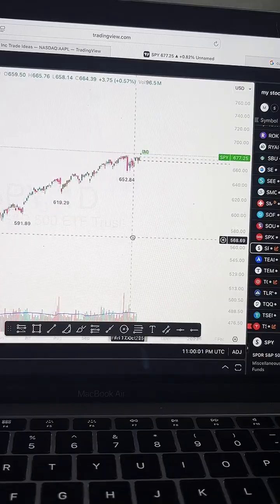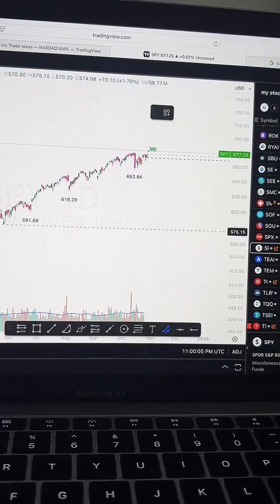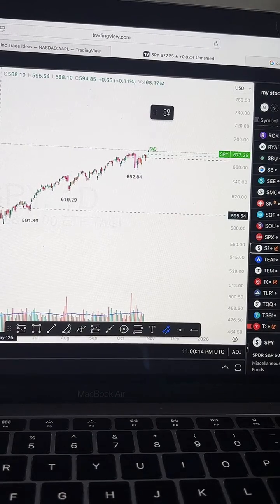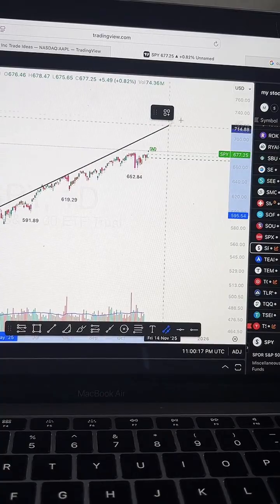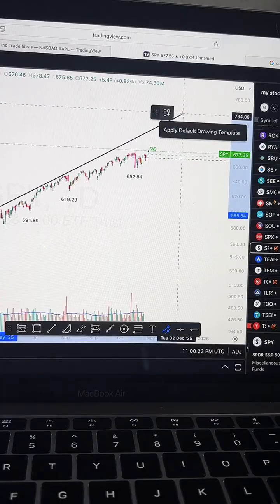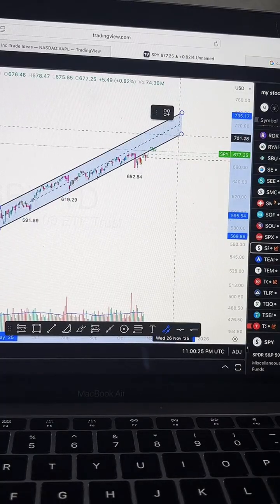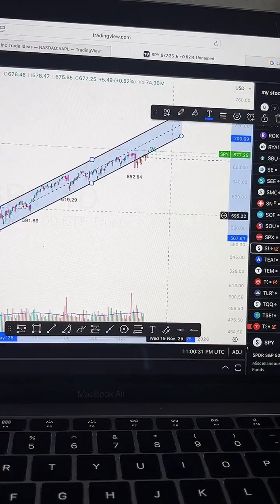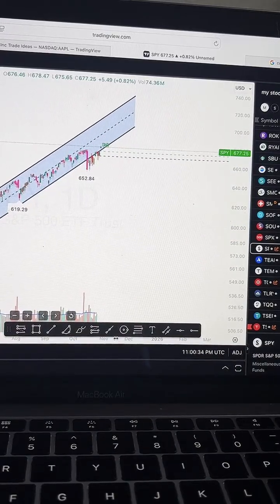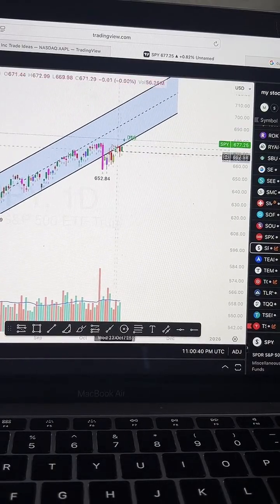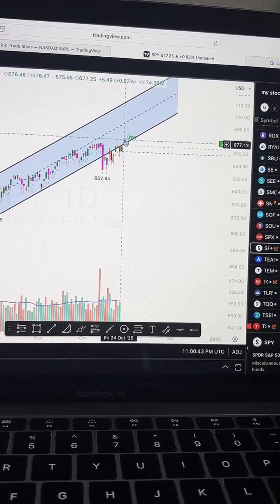SPY been going crazy. We had to get over this level, this 576, which we did here. It's very steep. It's like we kind of fell out of the channel trying to make our way back in. But what I'm noticing with SPY, oh no, I didn't even see this candle right here. We are back in.